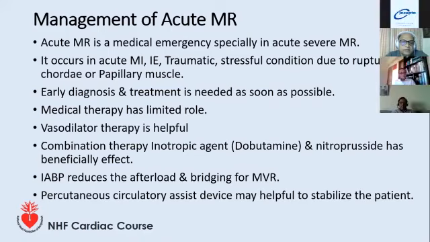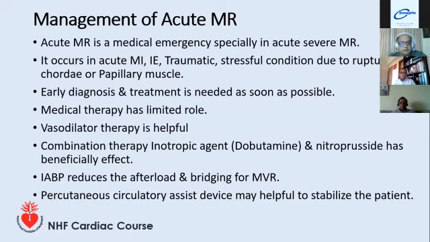Medical therapy has a limited role, and that's why sometimes vasodilator therapy is very helpful. A combination of therapy, that is an inotropic agent, especially dobutamine, and nitroprusside, sometimes gives some beneficial effect. Regarding IABP, it reduces the afterload. Sometimes it is required for bridging to mitral valve surgery.